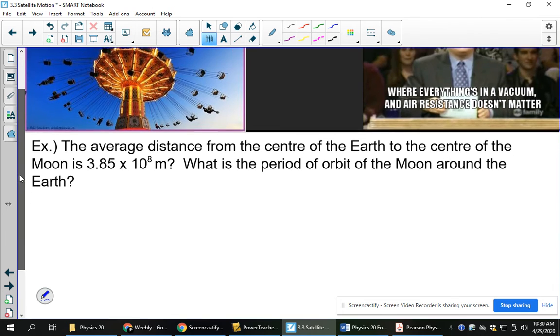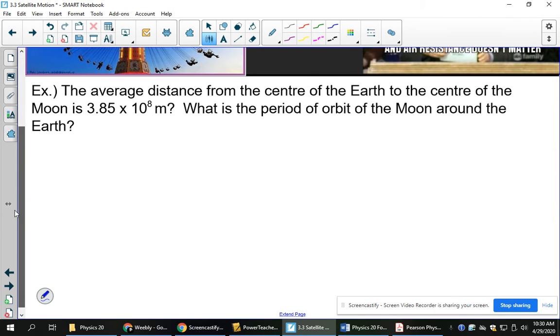If you're getting the hang of this, why don't you pause and see if you can do the question on this slide by yourself, and then we'll come back together and I'll give you the solution. All right, average distance from center of Earth to center of its moon is 3.85 times 10 to the 8 meters. What is the period of orbit of the moon around the Earth?